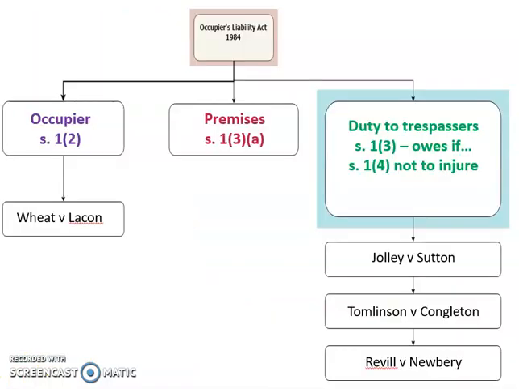And I'd just like to end by having a look at the summary slide here. So the Occupiers Liability Act 84, we know who an occupier is from Wheat and Lacon. We know what premises are. They were defined in the 57 Act, section 1(3)(a). And we've looked at today the duty to trespassers, which is lower than to lawful visitors. And we've looked at these key cases on that.